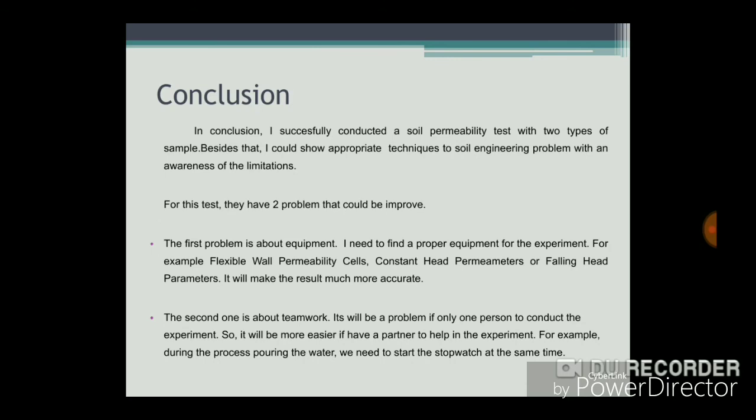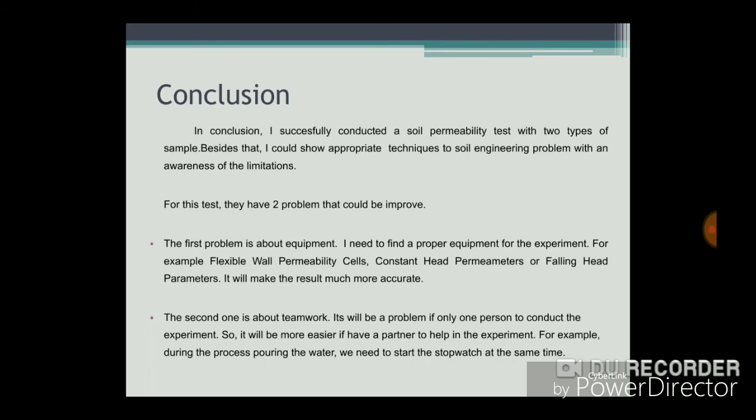For this test, there are 2 problems that could be improved. The first problem is about equipment. I need to find proper equipment for the experiment, for example a flexible wall permeability cell, constant head apparatus, or falling head apparatus, because I only used a funnel made from a plastic bottle, and it surely affected the result of my test. So it would make the result much more accurate.